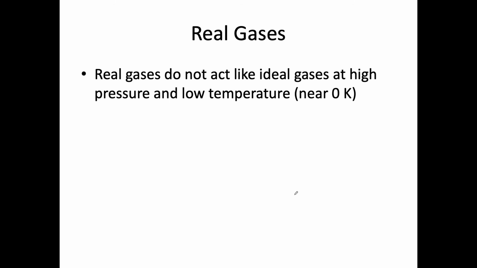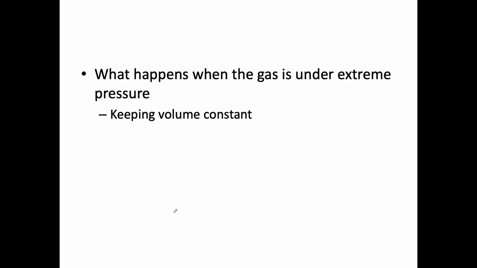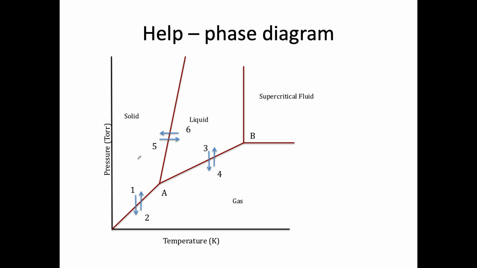Now we want to talk about real gases. Real gas is what actually happens, and all gases are actually real gases. Only during a certain temperature range and pressure range do these gases act ideal. But once we get out of that range, under ultra high pressure or very low temperatures, they do something different. And this is what you need to realize. So what happens when we keep the volume constant, but we have these gases under extreme pressure or extreme volume? So let's look at our phase diagram.